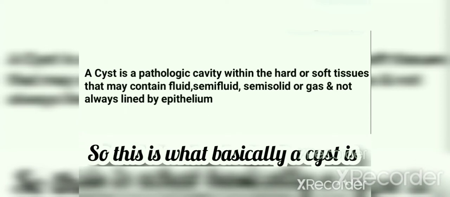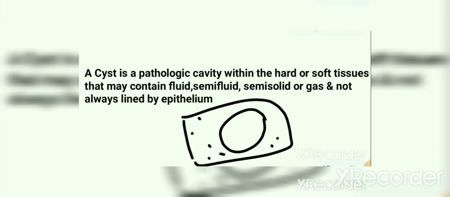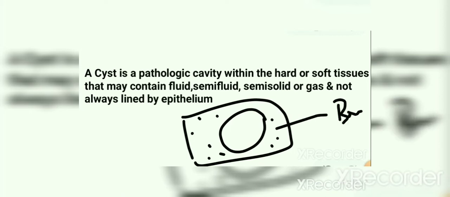A cyst is a cavity. It is something like this. It's a cavity, and this cavity can be seen within a hard or soft tissue. So it can be seen inside bone, or it can be seen inside a soft tissue. It may contain some sort of fluid, or it is semi-fluid, or semi-solid, or it may be filled with just gas. And it is not always lined by epithelium. Sometimes it may be lined by epithelium, sometimes it may not be.